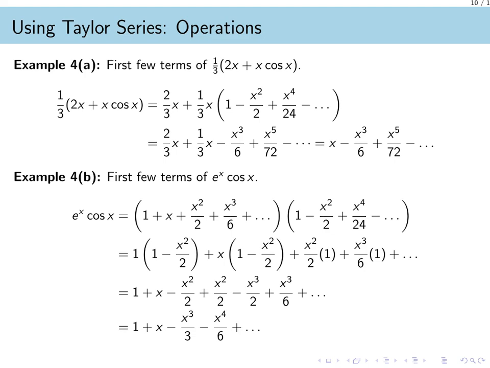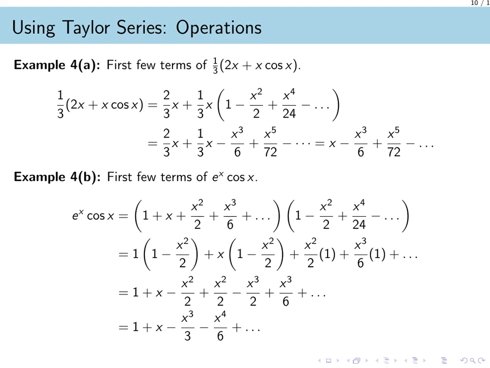Let us now look at another example of combining series, this time using multiplication. We will find the first few terms for the product of e to the power of x and the cosine of x by multiplying their known series expansions. First, we write out the Maclaurin series for each function.